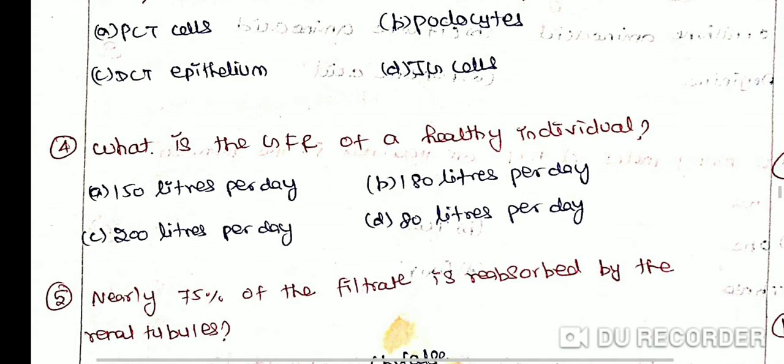Next question. What is the GFR of a healthy individual? Option A, 150 liters per day. Option B, 180 liters per day. Option C, 200 liters per day. Option D, 80 liters per day. The correct answer is option B, 180 liters per day. Explanation: GFR in a healthy individual is approximately 125 ml per minute, for example, 180 liters per day. Although the amount of urine secreted by a healthy individual differs significantly and is only about 1.5 liters per day.